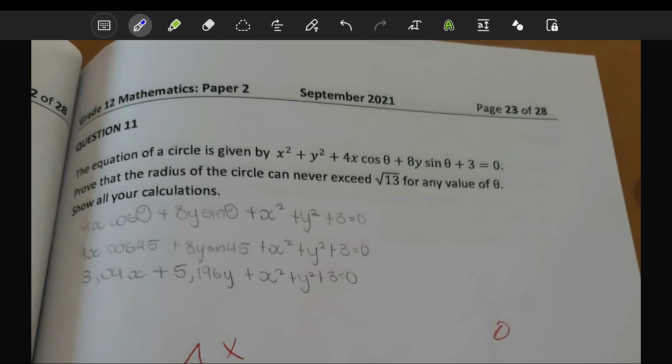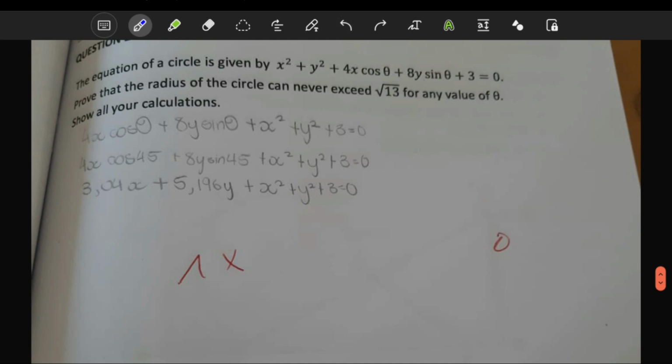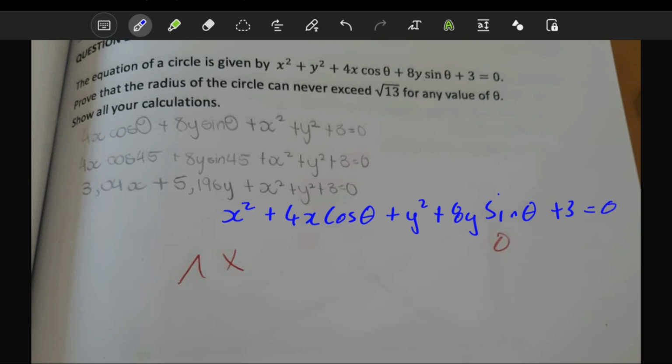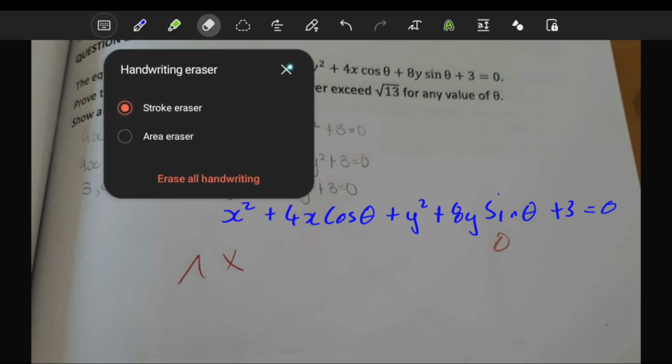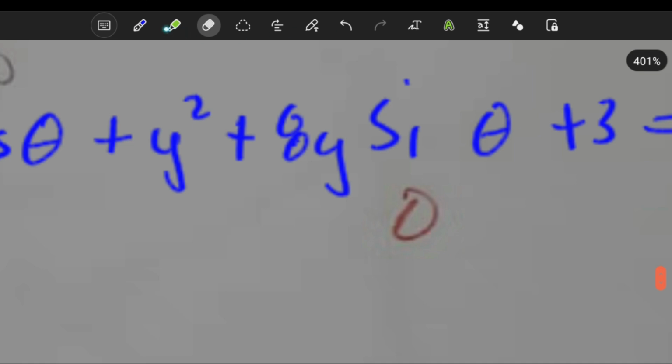I would safely say try not to worry too much about the cos and the sine. That's just some gimmick to try and throw you off your game, so don't pay attention to it. Let me start down here. Let's write the ones with x together: the 4x cos theta, the ones with y squared plus 8y sine theta, and then plus 3 equal to 0. Let me zoom in a little bit.